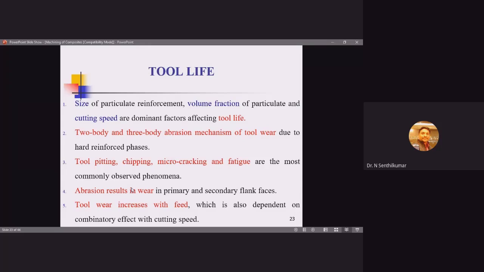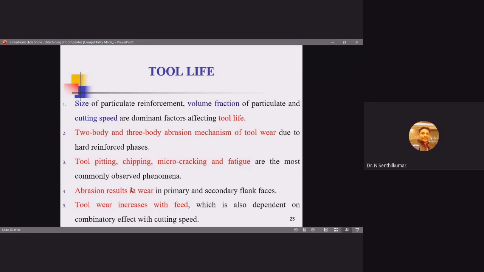Then coming on to the tool life. This is what we are going to measure, the dependent variables: tool life, cutting forces. So how is the tool life influenced? It is influenced by the particle size, first, and by how much volume fraction you are going to add into the matrix material. And apart from this, what is my cutting speed? If the cutting speed is high enough, then higher tool wear will be there. If the cutting speed is less, then less wear will occur.